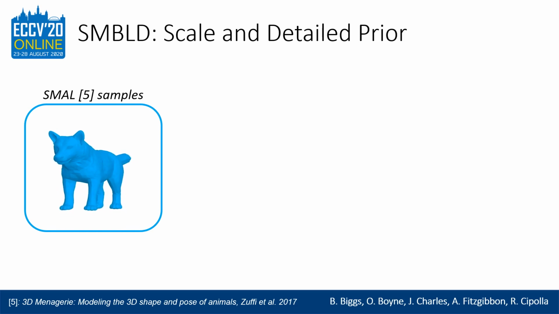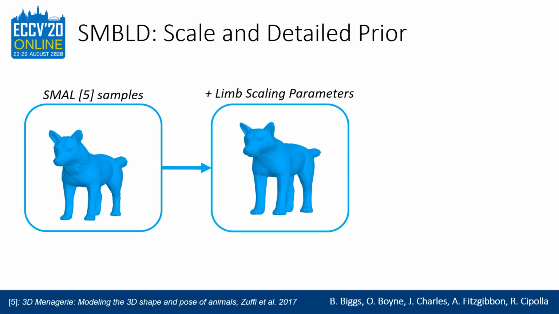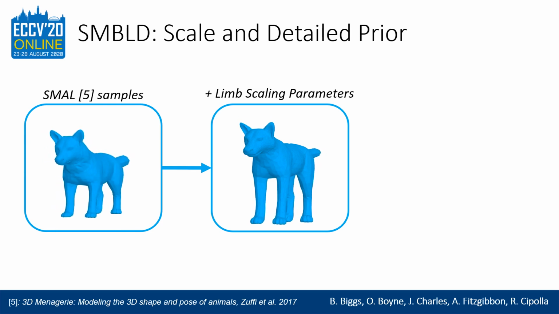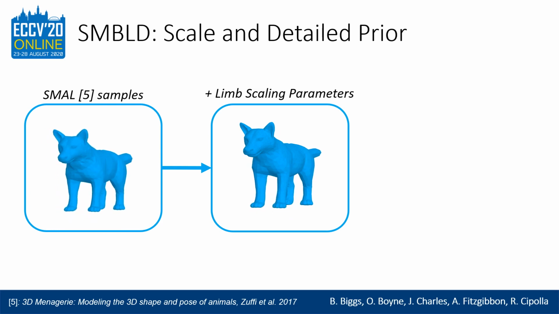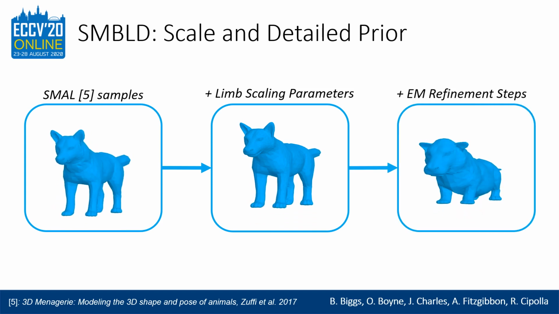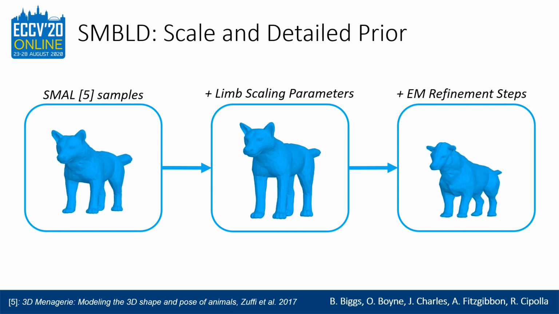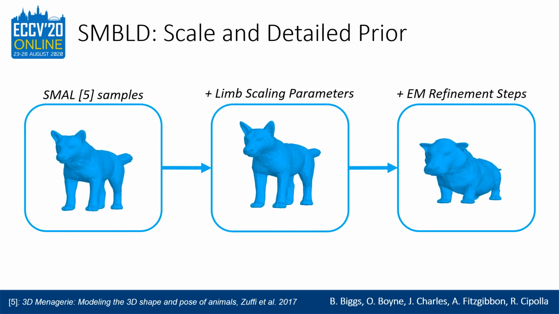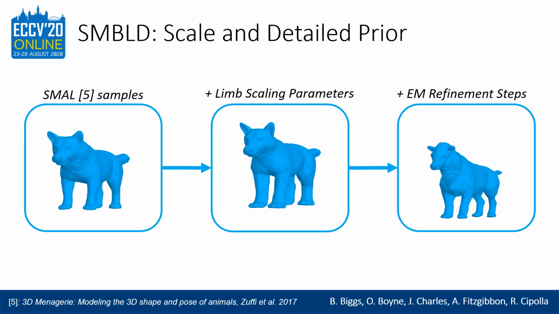Our first improvement is to add limb scaling parameters to improve the flexibility of the model by allowing variation beyond the original blend shapes. We introduced 6 new scale parameters which govern 2 directions of scaling over 3 body part groups. Furthermore, since the original SMAL shape prior is constructed only from artist-built scans, we take steps to refine this prior using real 2D image data. We first adapt the existing SMAL shape prior to use a Gaussian mixture distribution, which we then refine during our model's training loop using expectation maximization.